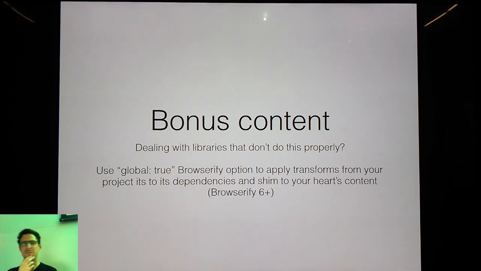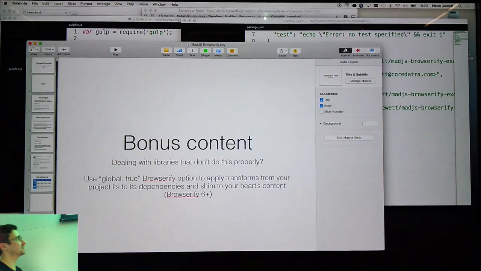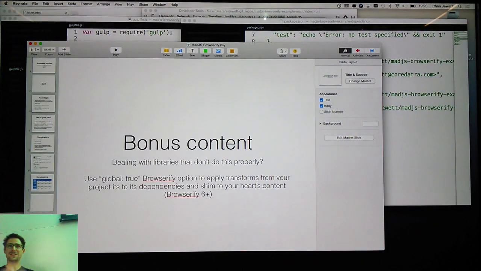That changed in Browserify 6. You can use the global true option on a transform, and that transform will then apply to all dependencies down the dependency graph. So you can shim out require statements in dependencies of dependencies if you really want to. It gives you a little more leverage over library authors who maybe don't structure things quite right. So yeah, that's about it. Thanks for listening. Ideas?